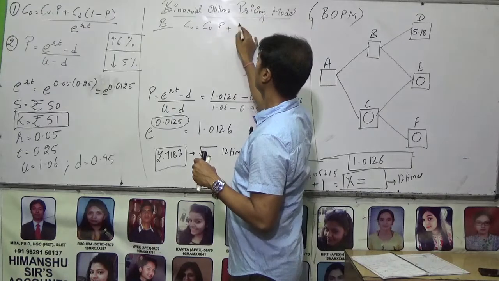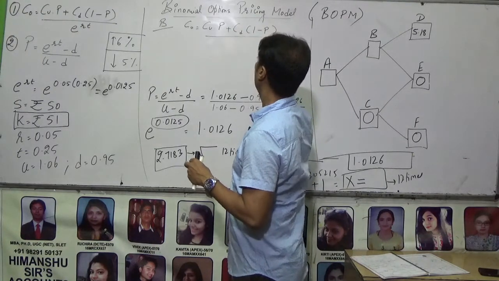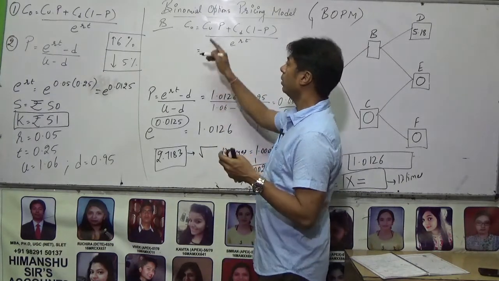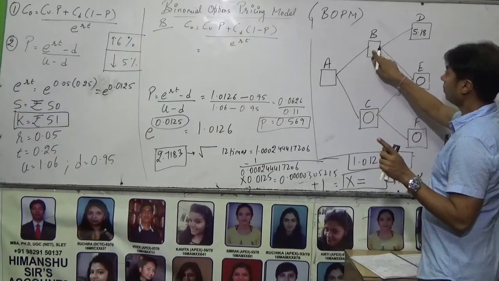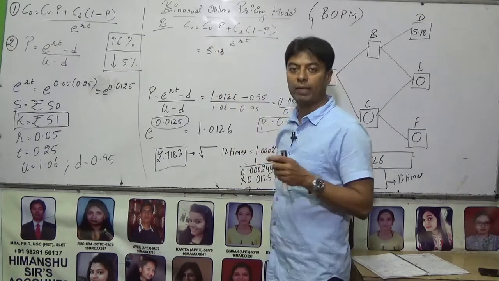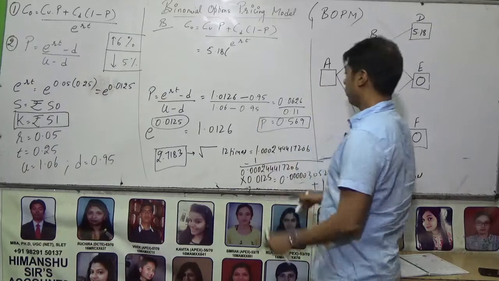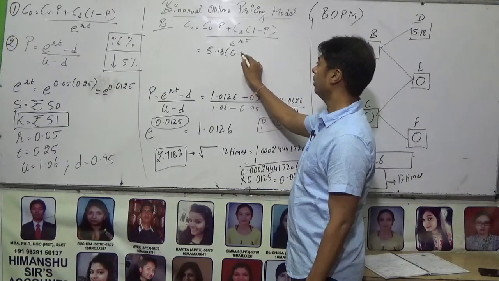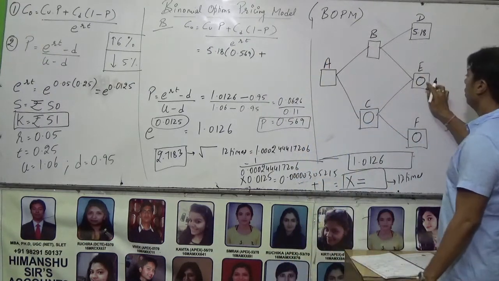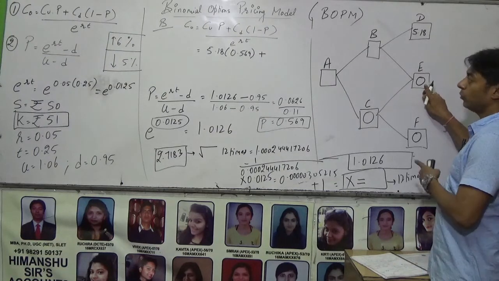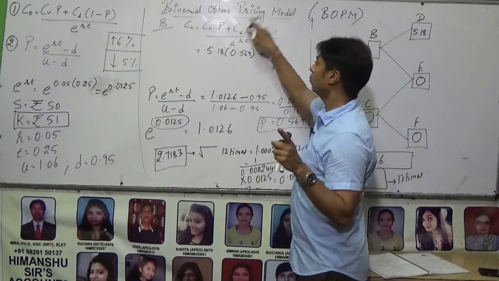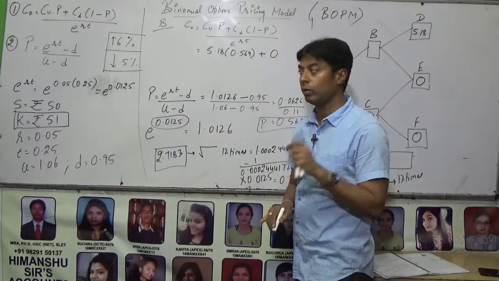Cu into P plus CD 1 minus P upon ERT. Now see, what have we got? When we are sitting at B, the call value at the upswing is 5.18. So we place the value as 5.18 into P, the probability value, 0.569, plus CD, call value at the downswing. D is downswing. Now at this downswing node the value is 0. So you multiply this whole thing by 0, you will get the answer as 0 only.